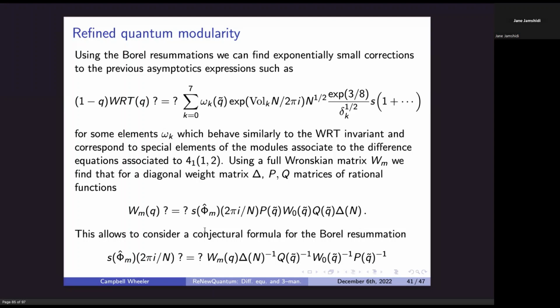But what's good about lifting this to a matrix is that it allows us to conjecturally construct a formula for the Borel resummation, because we can divide by matrices. And so then the right-hand side is just some function that we know, that we can compute. And then the left-hand side, we conjecture, would be related to the Borel resummation. And so you see here it's some quotient of these two Wronskian matrices, essentially, with some extra little factors around.